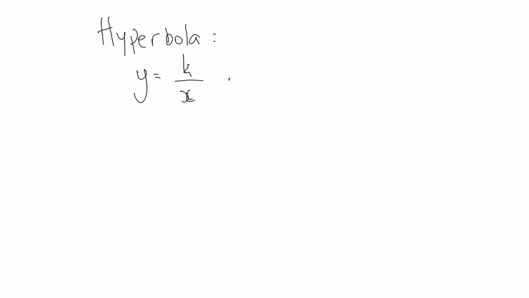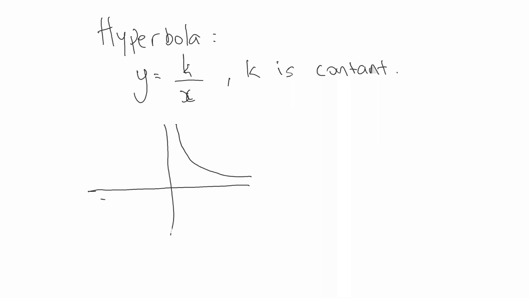Okay, so the k is a constant, so you should know that. A constant is a number. It could be any number. It could be 1, 2, 3, 4, 5, 6, whatever. And those numbers will change the design or the look of the graph. This graph would look something like this, as just a rough drawing. So you'll have a graph in this form.